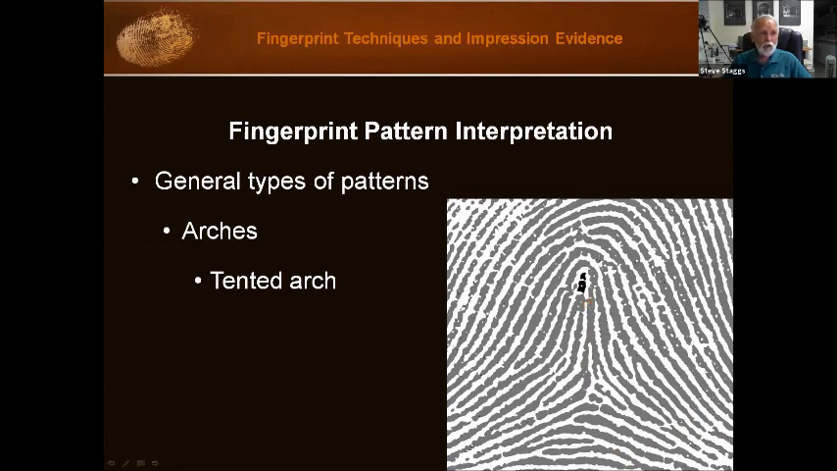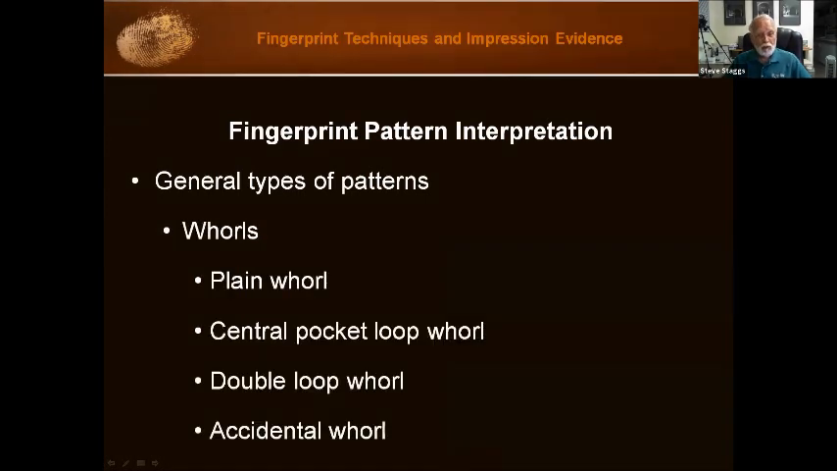So loops must have a sufficient recurve, a delta, and a ridge count across the looping ridge. If you don't have one of those things, it's now a tinted arch. So we talked about loops. We talked about arches. Now let's talk about whorls.